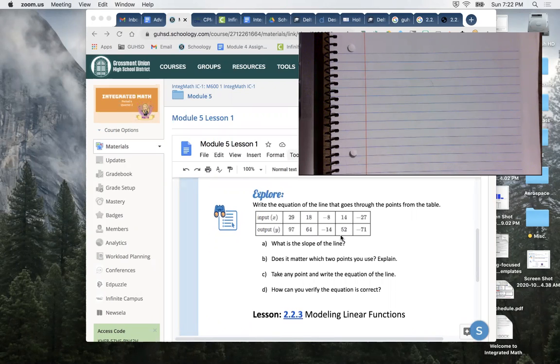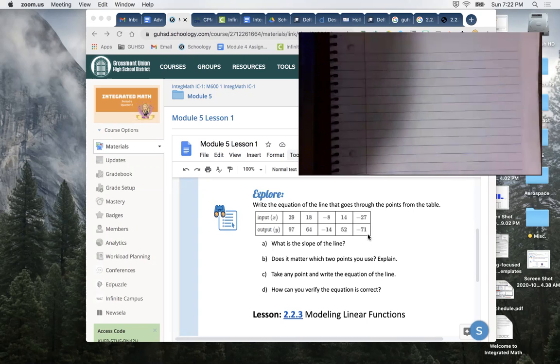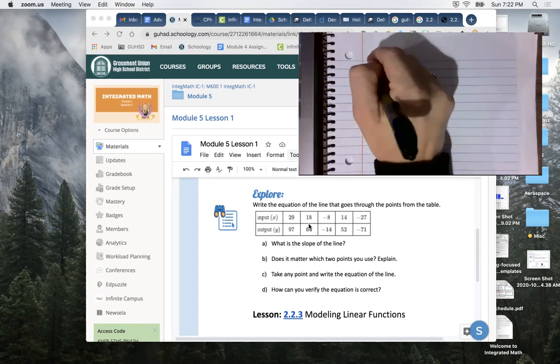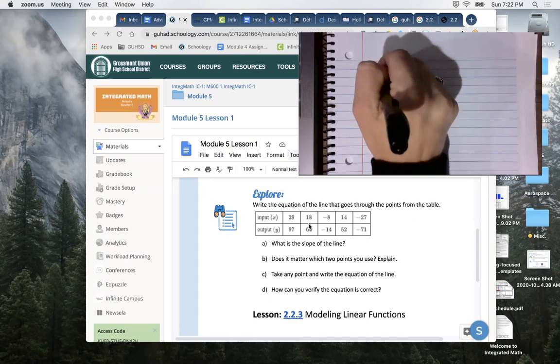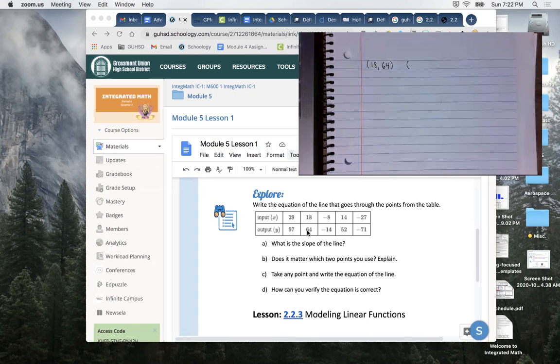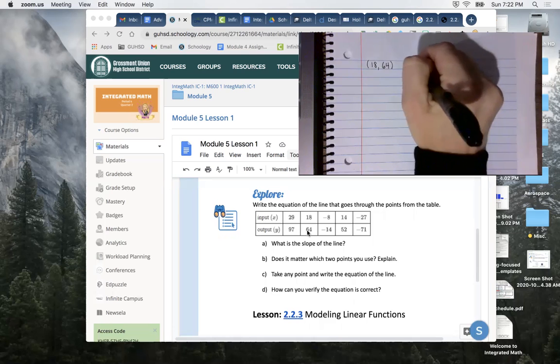So if we have a table of values where we have an input of 29, 18, -8, 14, -27, you need to know that those are your X values, whereas your Y's are 97, 64, -14, 52, -71. The first thing we have to do is calculate the slope of a line going through those points. You get to choose any points you want. I'm going to choose the point 18, comma, 64, and the point 14, comma, 52.